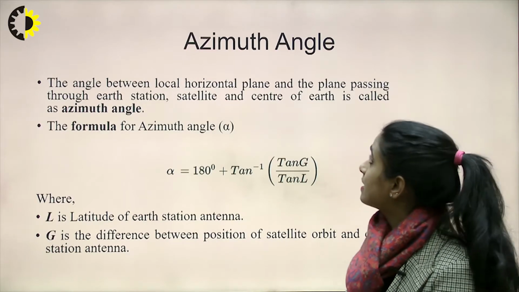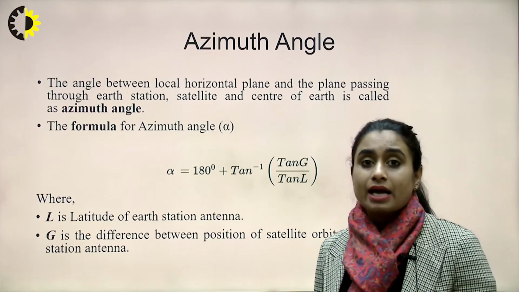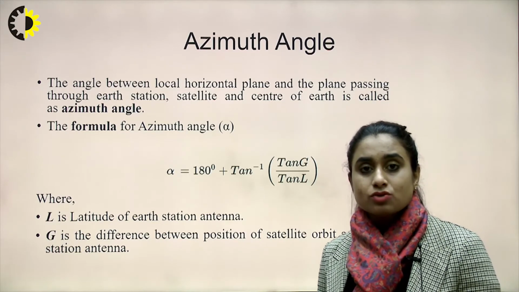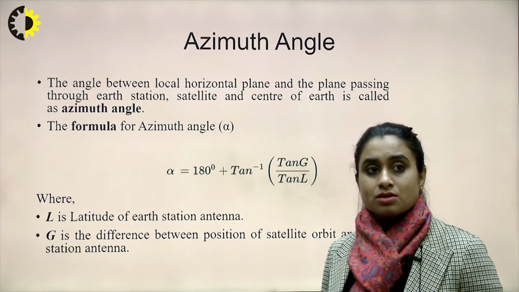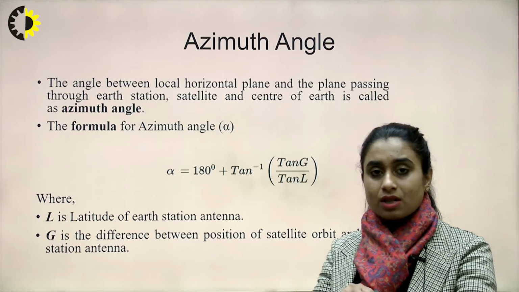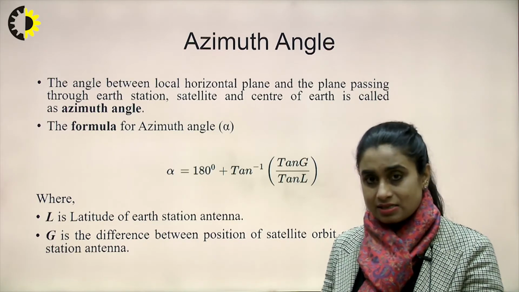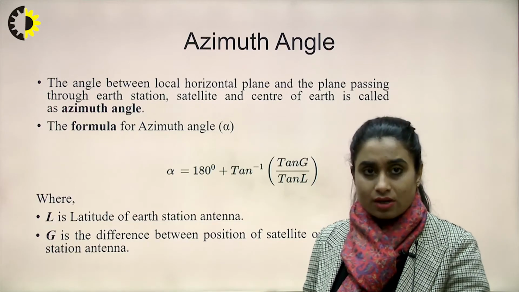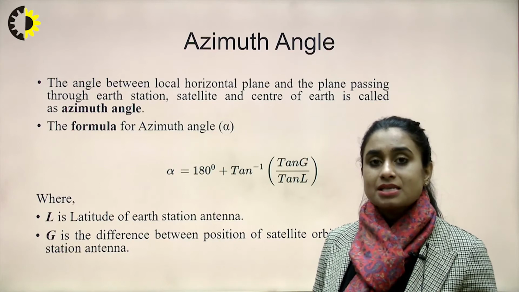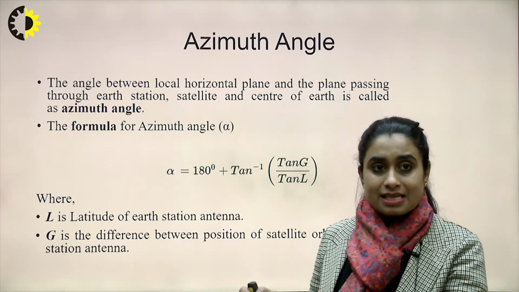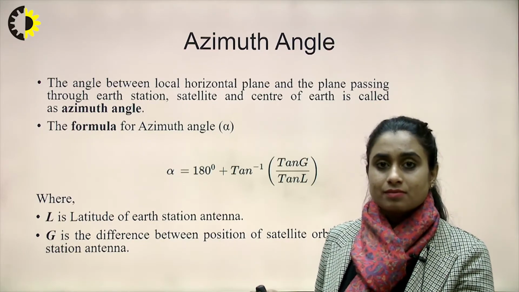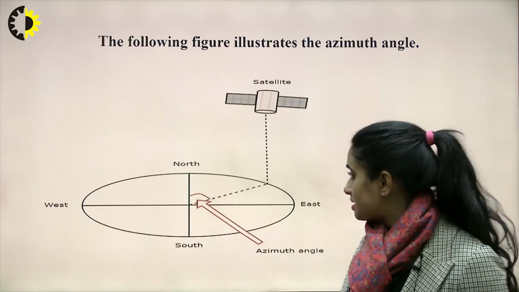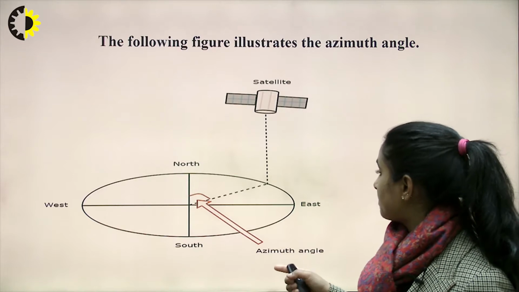So what do we mean by azimuth angle? This is the angle between the local horizontal plane and the plane passing through the earth station. We have to take the angle from the local horizontal, from where we are taking the angles on the earth's surface. We consider the local horizontal plane and the plane passing through the earth station, the satellite and the center of earth. That angle is your azimuth angle. This can be depicted from the picture here.